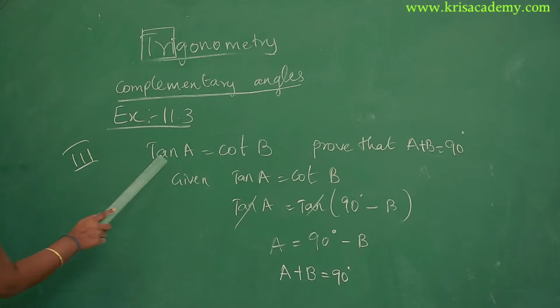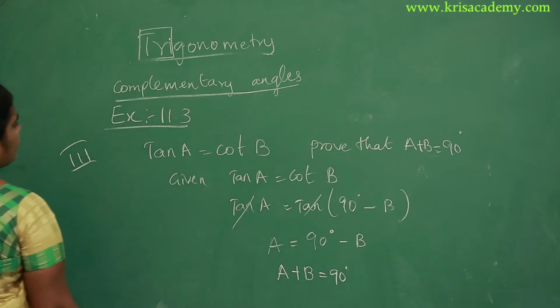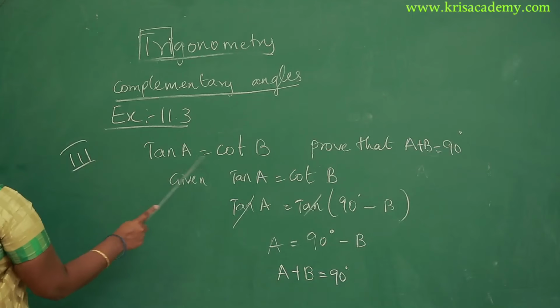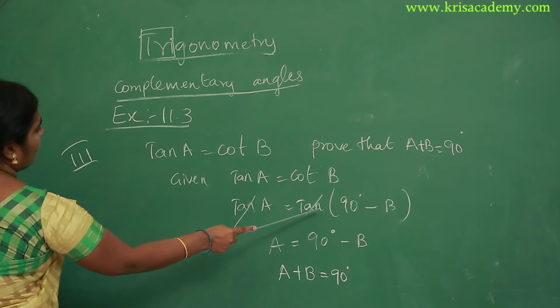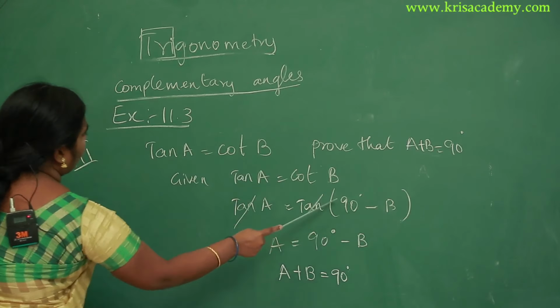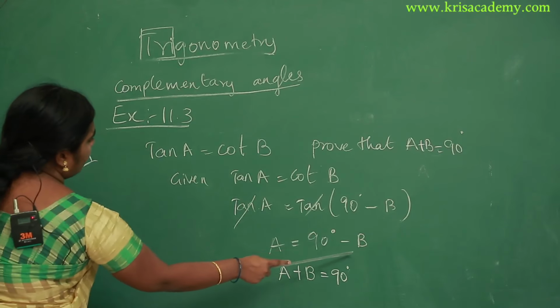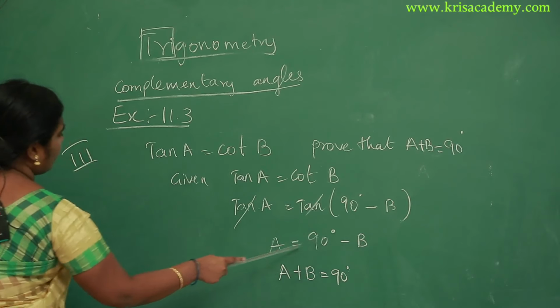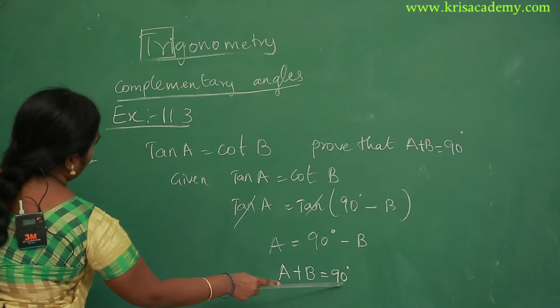Third problem: tan A is equal to cot B, prove that A plus B is equal to 90 degrees. So let us take the given, tan A is equal to cot B. Convert cot as tan complement, tan of 90 minus B. So tan will get cancelled, A is equal to 90 degrees minus B. When minus B comes to this side, plus B. So A plus B is equal to 90 degrees.